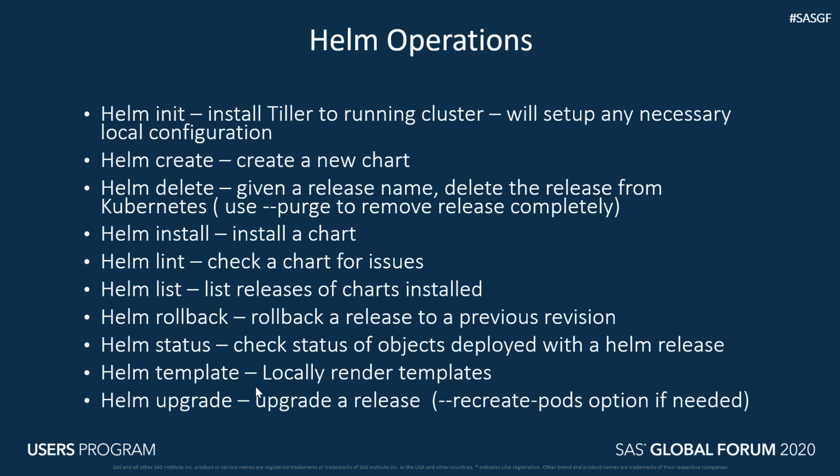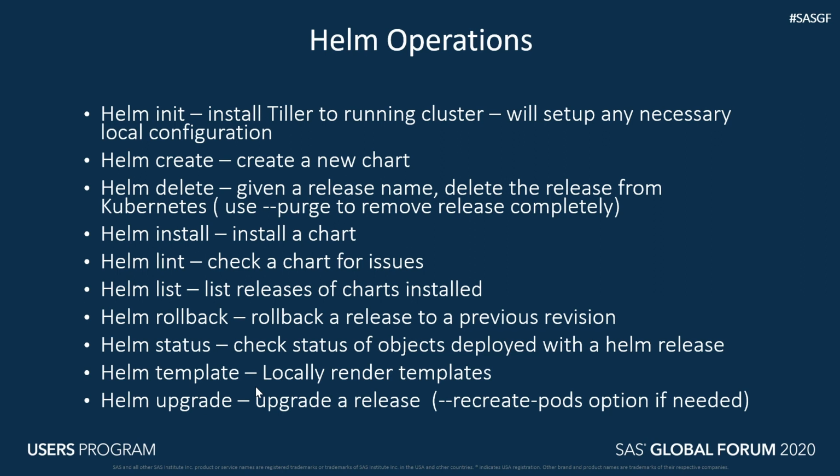There is Helm install to install a chart. Helm lint to check a chart for issues. Helm list lists the releases of the charts that are installed in a cluster. Helm rollback to roll back a release to a previous version. Helm status, checking on the status. Helm template to render the template.